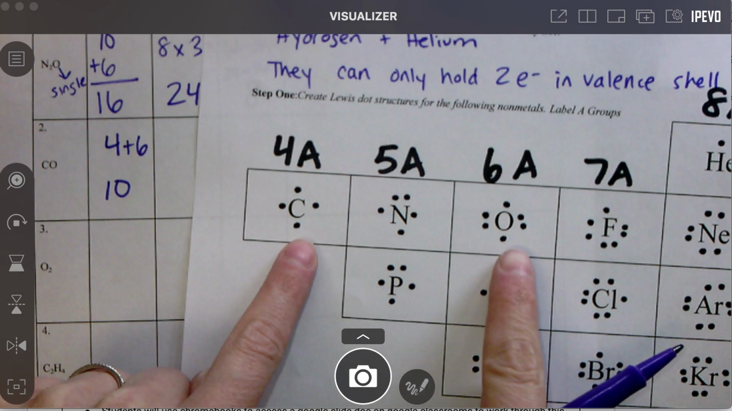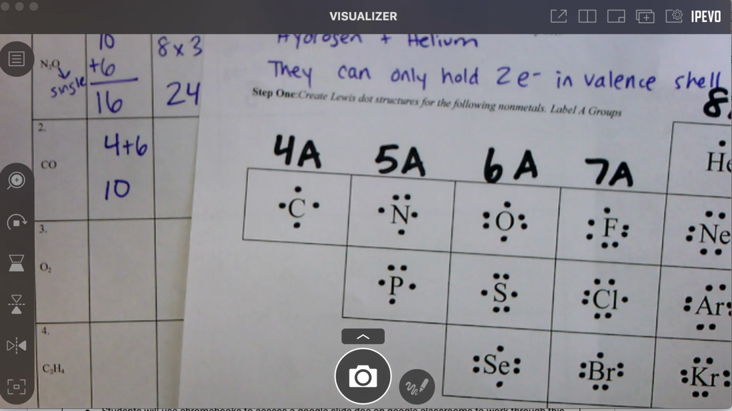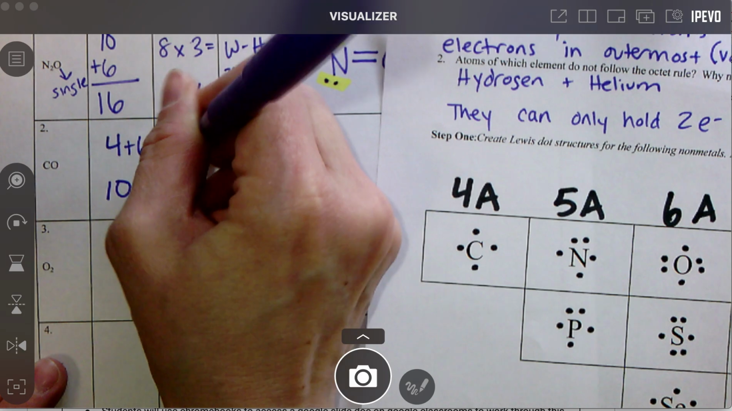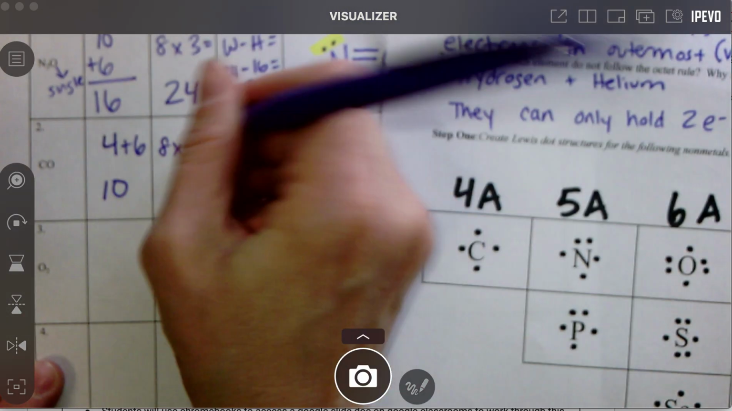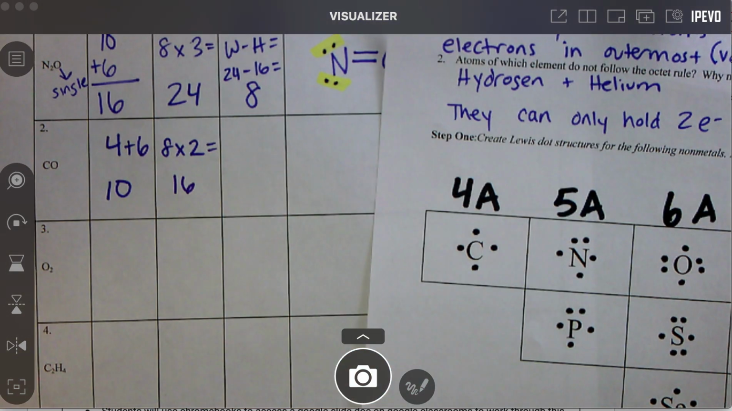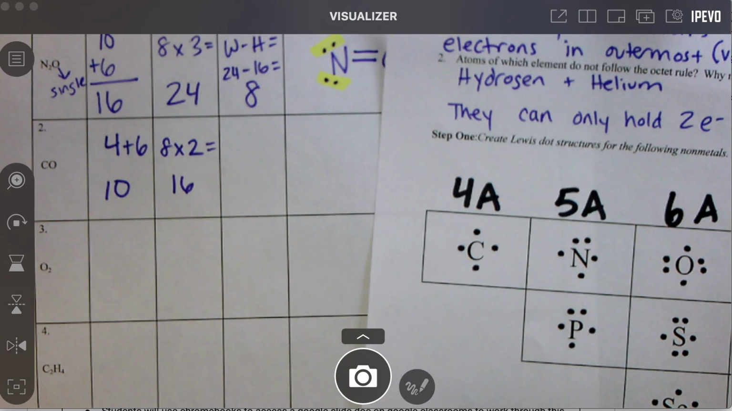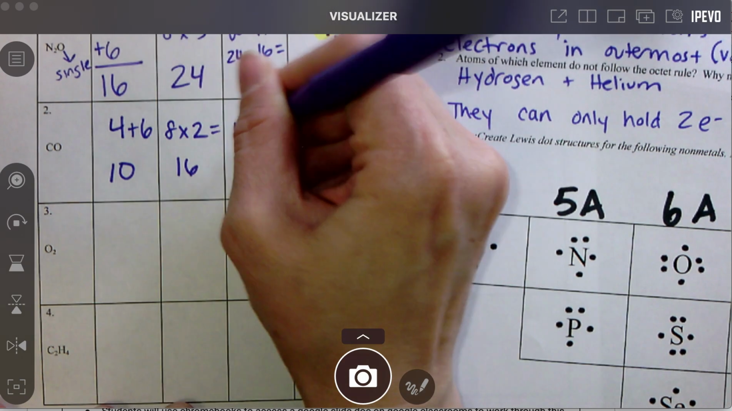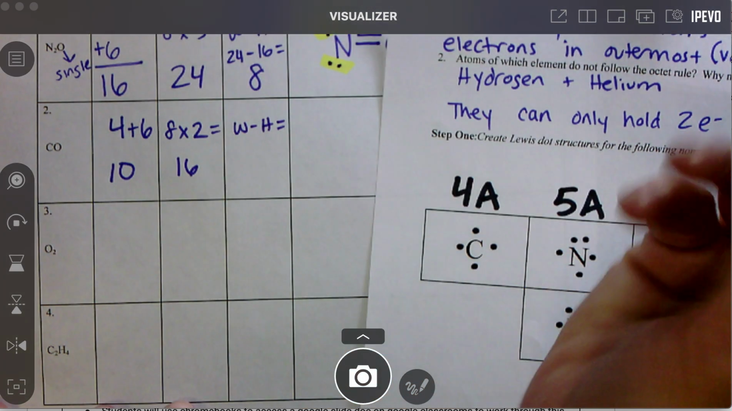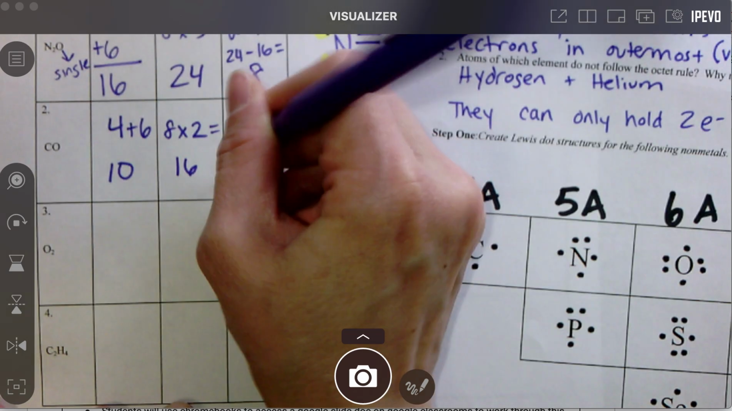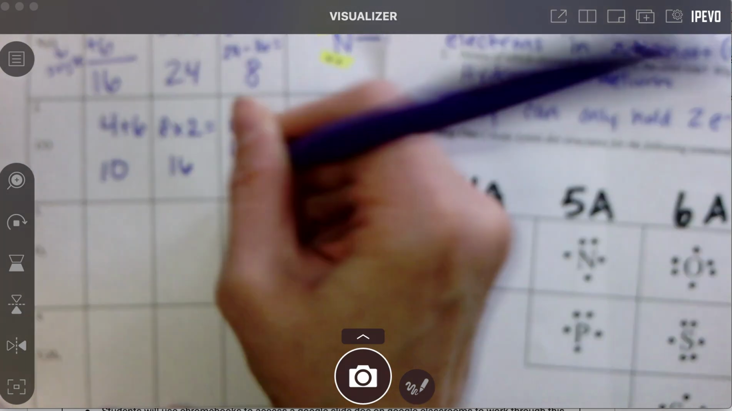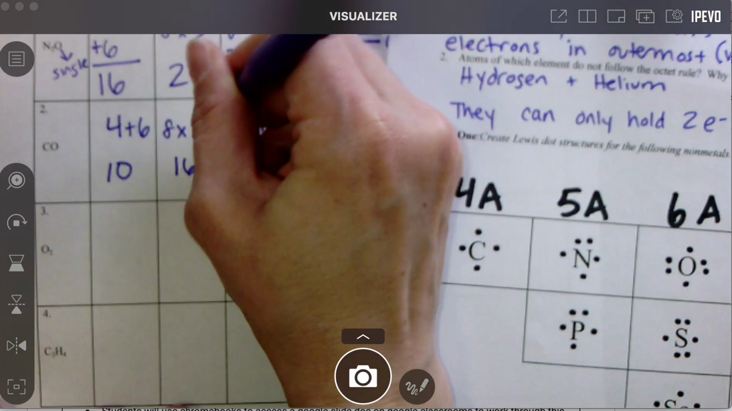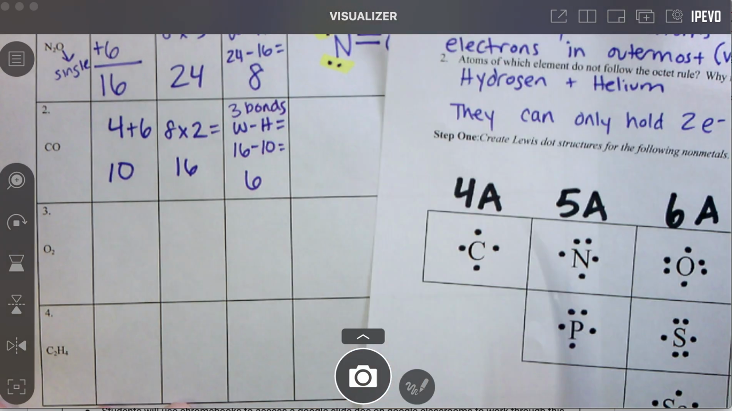Both carbon and oxygen have space in their valence shell for 8 electrons. So 8 times 2, because we have 2 atoms here, equals 16. For this next one, we know that the shared valence electrons is wants minus has. So our wants is 16, our has is 10. So we are going to share 6, meaning that we're going to make 3 bonds.